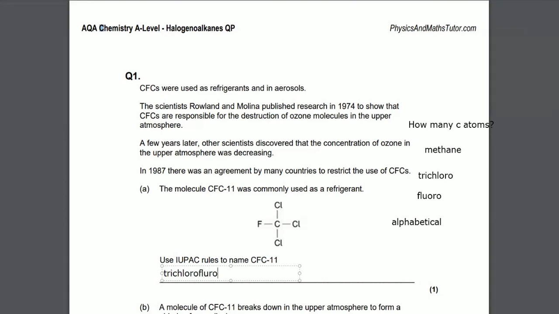Of course, if you had to number, you would do 1,1,1-trichloro-1-fluoromethane. But because there's only 1 carbon atom, we don't need to number it because there's no choice for another carbon atom. Now, coming down to this question, a molecule of CFC11 breaks down in the upper atmosphere to form a chlorine free radical.